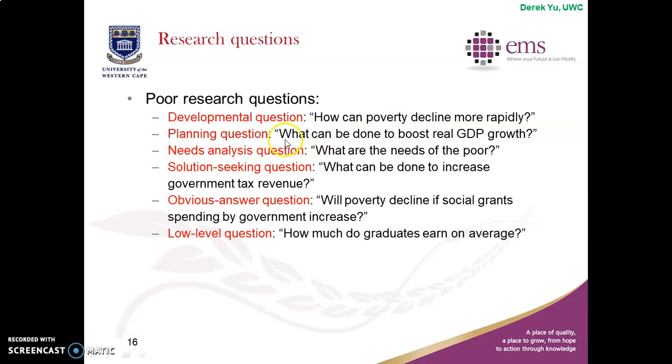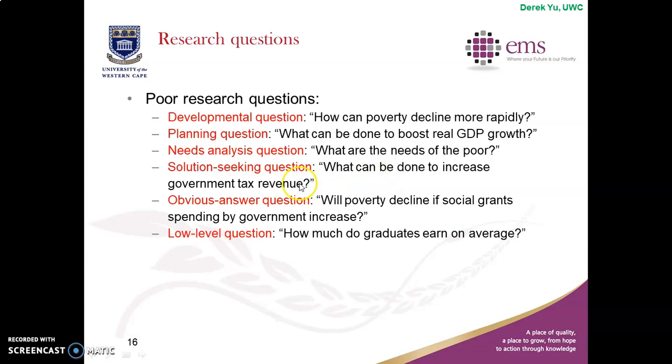Okay. Second bullet, what can be done to boost real GDP growth? Again, that relates to the policy suggestion. So this is actually not a research question. Third one, what are the needs of the poor? I don't think this is a research question. It actually relates to your intro chapter, chapter 1. The background, setting the scene. You can talk about the needs of the poor, or they struggle to have electricity, tap water, and so forth.